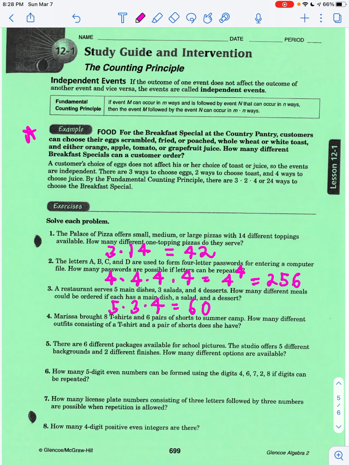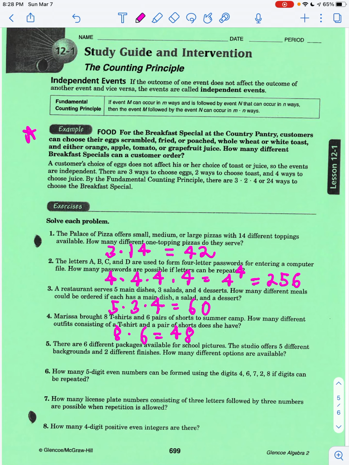Marissa brought 8 t-shirts and 6 pairs of shorts to summer camp. How many different outfits consisting of a t-shirt and a pair of shorts does she have? Well, assuming they don't care if they match or not, you would take 8 times 6, and that would be 48 unique outfits.